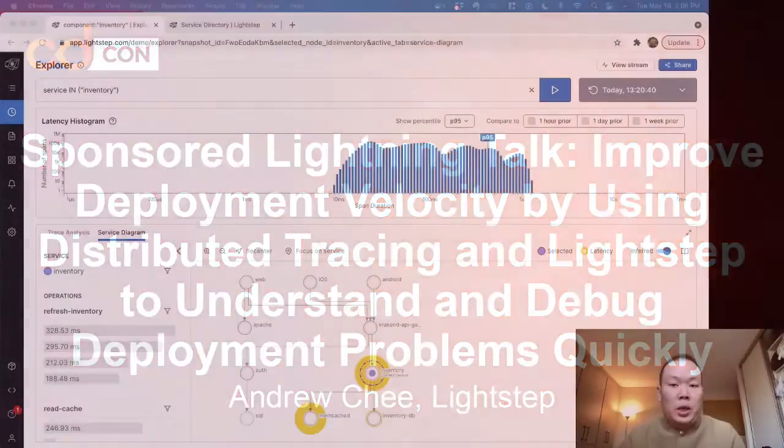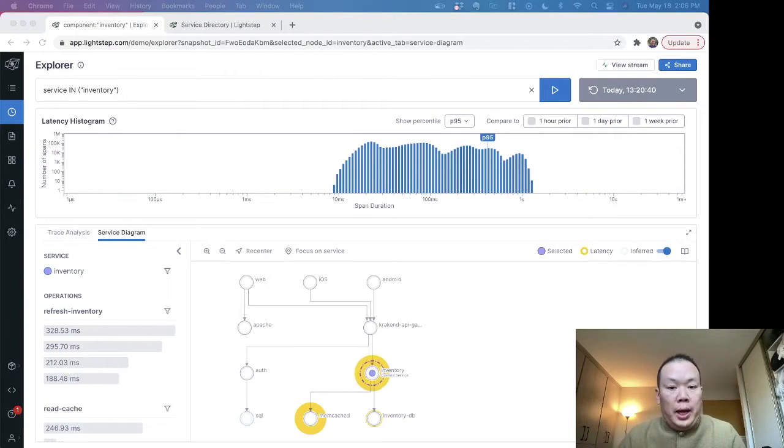Today we will be doing a quick overview on how you can use Lightstep to help you accelerate your continuous delivery process by helping you find your problems and fix them more quickly when they inevitably do occur. A little bit about Lightstep.